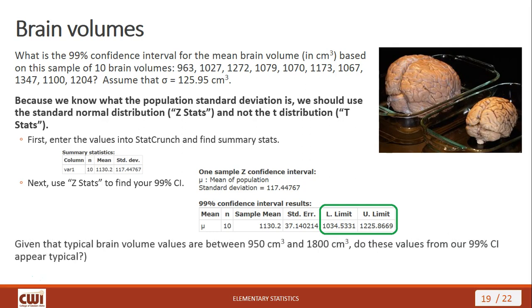Given that brain volumes typically vary between 950 and 1800 cubic centimeters, do these values from our 99% confidence interval appear typical? I'll give you a moment to decide.